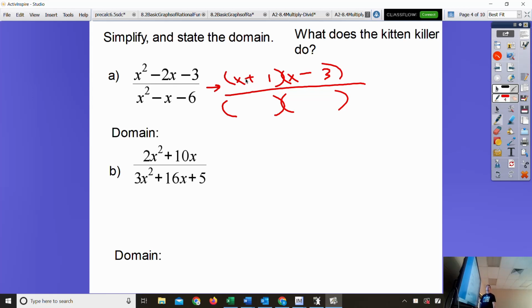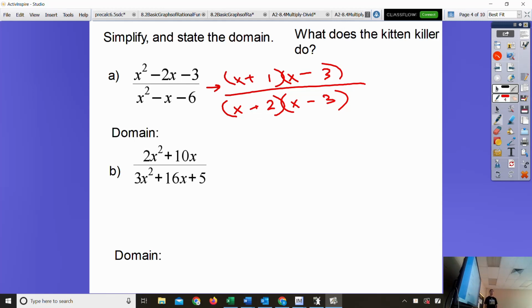The numerator's factored. Time to factor the denominator. What's it still going to take to create an x squared? x and x. Now worry about that 6. What's it take? 2 and 3, 3 and 2, however you want to write it. To add to a -1, which one's negative? The 3 is negative, the 2 is positive.